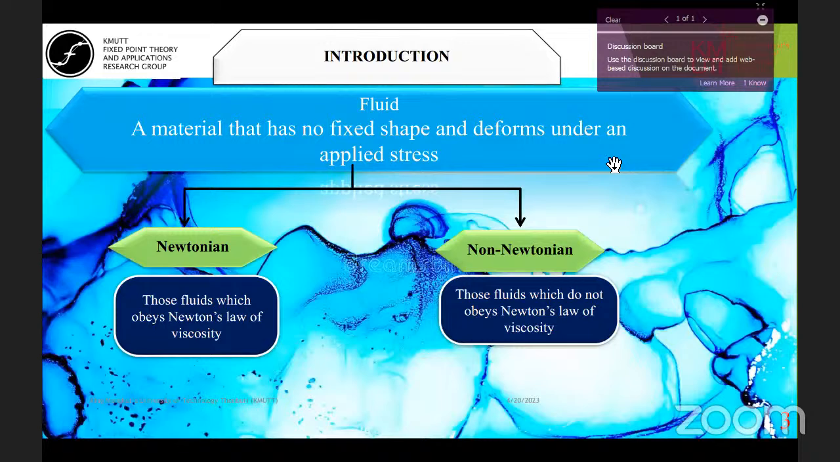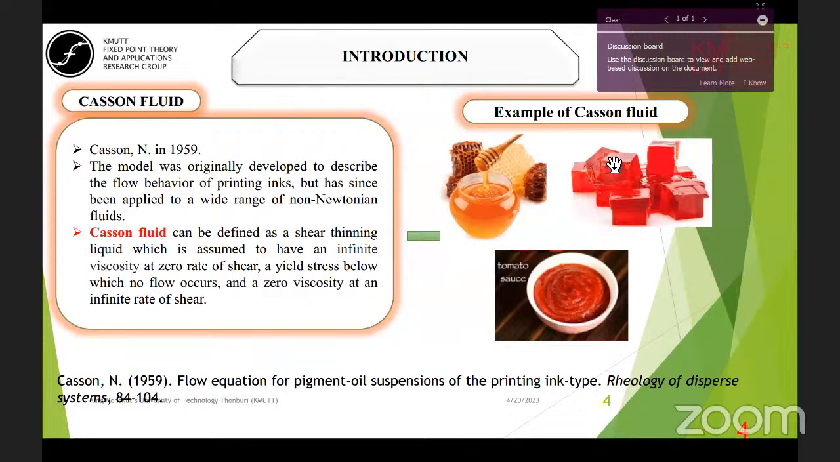Starting from the very beginning, that is fluid. Fluid is a material that has no fixed shape and easily deforms under any applied stress. Then we have two types of fluid, Newtonian and non-Newtonian, on the basis of Newton's law of viscosity. Those fluids which obey Newton's law of viscosity are known as Newtonian, and those which do not obey it are known as non-Newtonian. In non-Newtonian fluids, we have many types, but in my presentation I take Casson fluid as my study. So we must know about the Casson fluid.